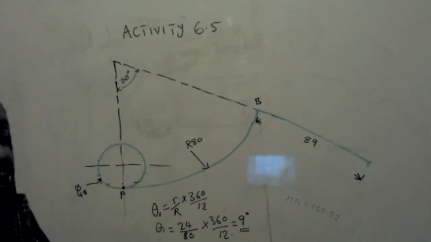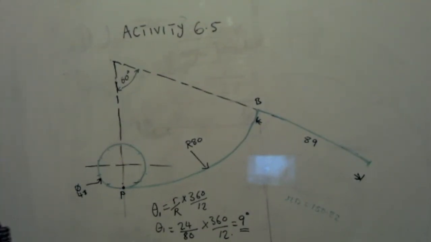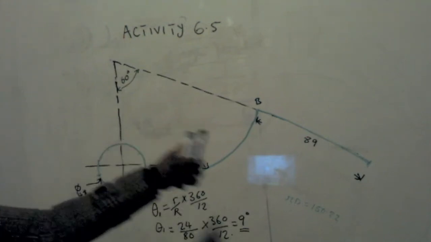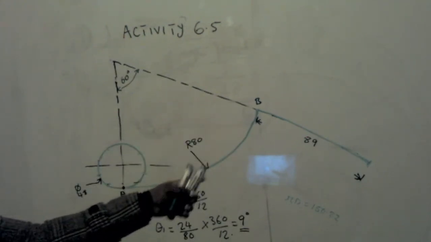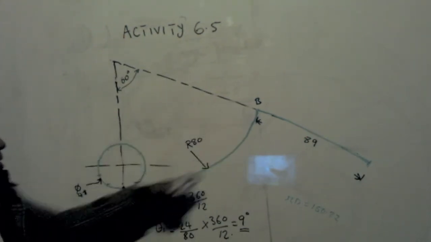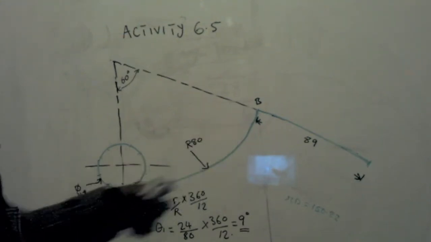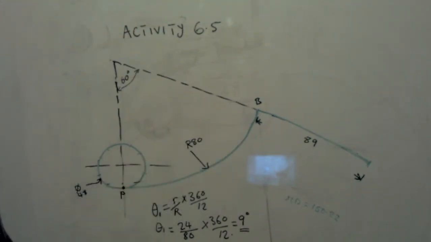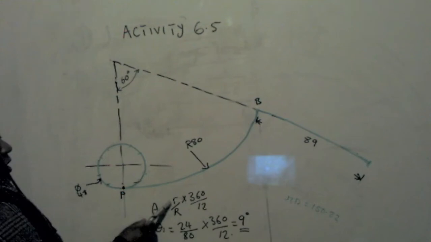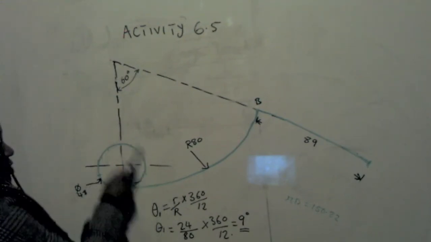Hi guys, as I was busy explaining, I'm going to do this one, activity 6.5 from your book. It combines an epicycloid with a cycloid. On this side you can see that this is the epicycloid, okay? That is the side of the epicycloid. There is the formula r over R, where r is the radius of the rolling circle.